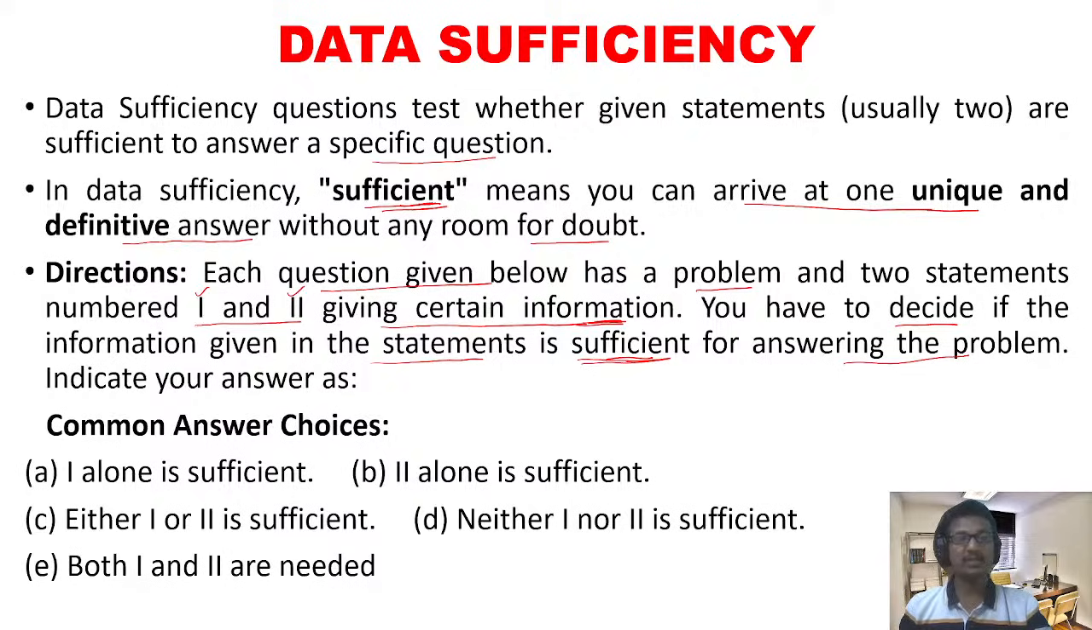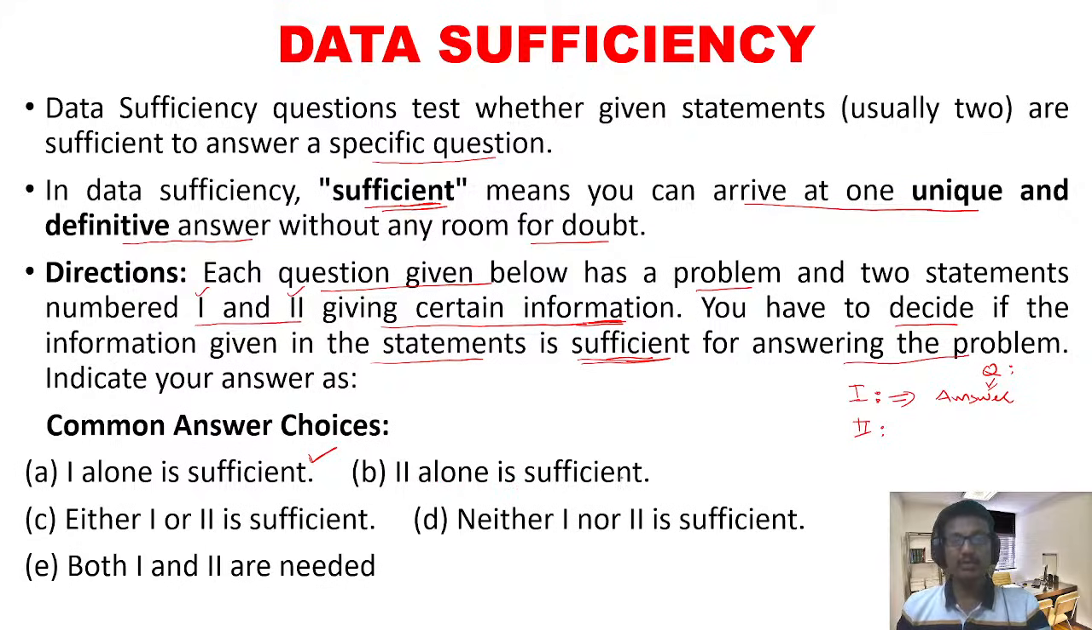Sometimes it may be 1 alone is sufficient. What do we mean by this? That means from statement 1 and 2, by using only the first statement, you can get the answer for the given question. Assume that this is the given question. For this question you can get the answer completely by using the first statement itself. In such a case you need to pick option 1, that is A. 1 alone is sufficient.